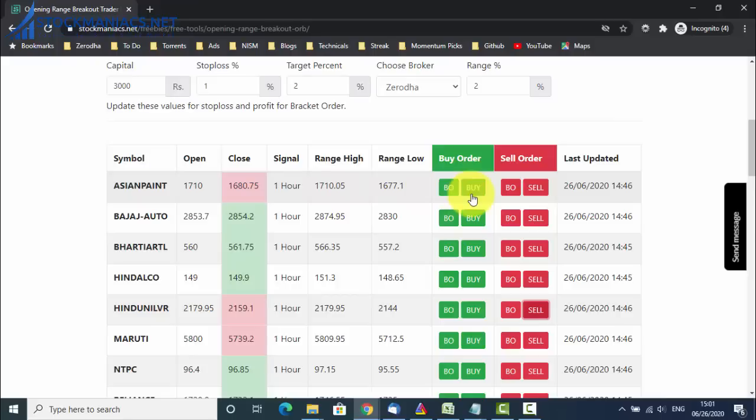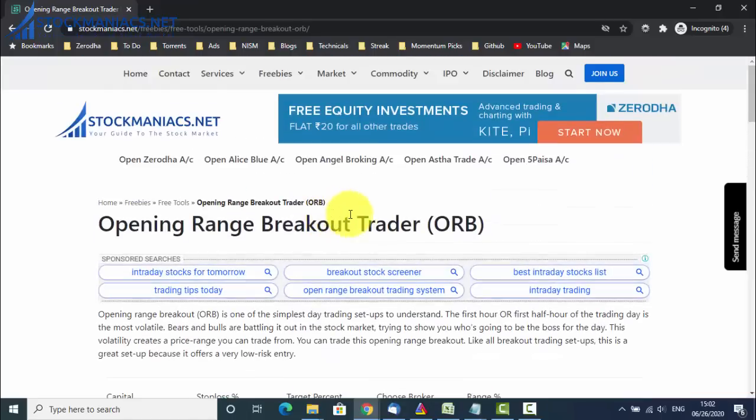If you have margin, you can place the orders on both sides, and once one order is triggered, you need to cancel the other order, or you can keep the order in the system to trade. If the trade reverses, it will reverse your trade. So in this way you can use this open range breakout trader page.